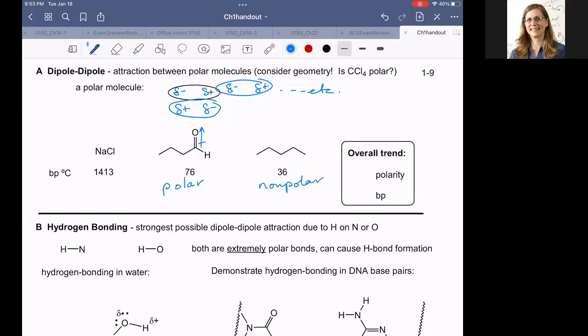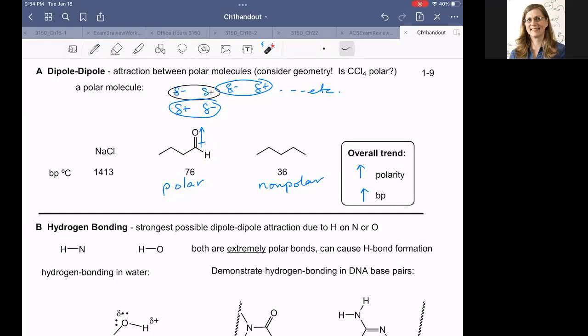Remember, carbon-carbon bonds are nonpolar, carbon-hydrogen bonds are nonpolar. So there's nothing about this molecule that would have any polarity, would have any permanent dipole moment. And that's what explains the boiling point trend. The overall trend is that as you increase your polarity, you increase your boiling point. So we would expect this molecule with the C=O double bond to have a much stronger attraction between molecules, so it takes a lot more energy to separate them and put them into the boiling phase.